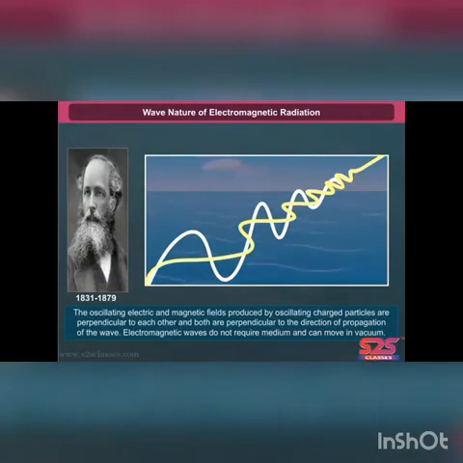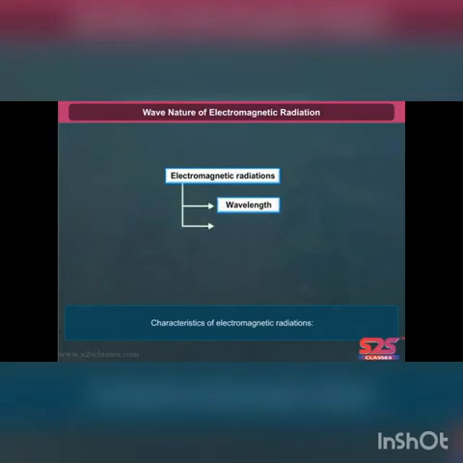The oscillating electric and magnetic fields produced by oscillating charged particles are perpendicular to each other, and both are perpendicular to the direction of propagation of the wave. Electromagnetic waves do not require a medium and can move in vacuum. These electromagnetic radiations are characterized by the properties, namely wavelength, frequency, velocity, and wave number.